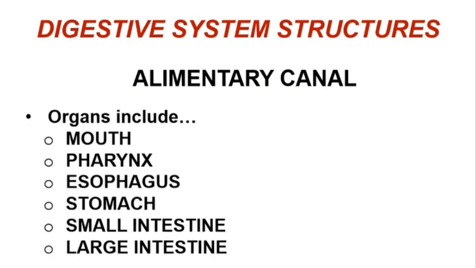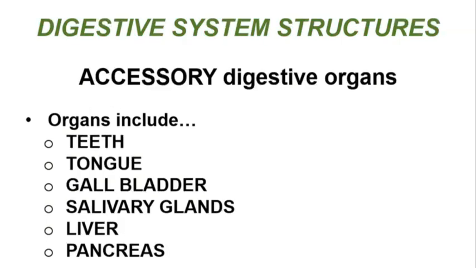The organs of the alimentary canal include the mouth, the pharynx, the esophagus, the stomach, the small intestine, and the large intestine. We have accessory digestive system organs that supplement the functions of the alimentary canal. And these organs include the teeth, the tongue, the gallbladder, the salivary glands, the liver, and the pancreas.